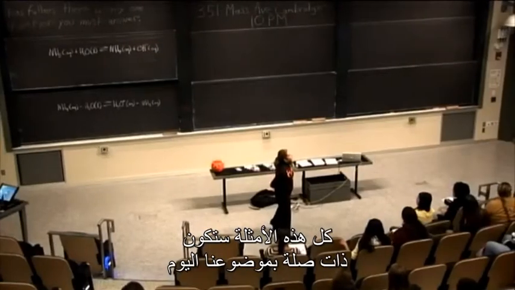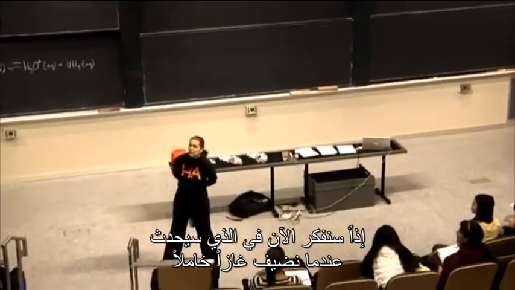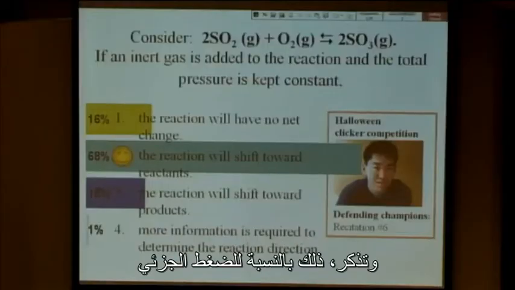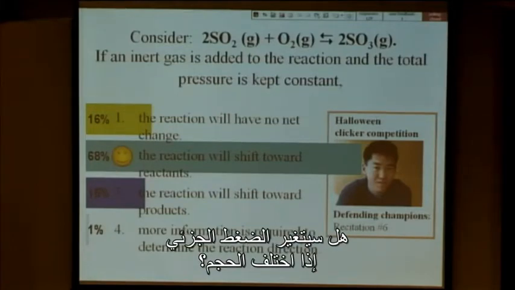All the things will be relevant. So here are some examples from a couple lectures ago. Here we're thinking about what happens when we add an inert gas. And remember, it's all about the partial pressure. So you always have to ask yourself, did the partial pressure change? And partial pressure is going to change if there's a change in volume.